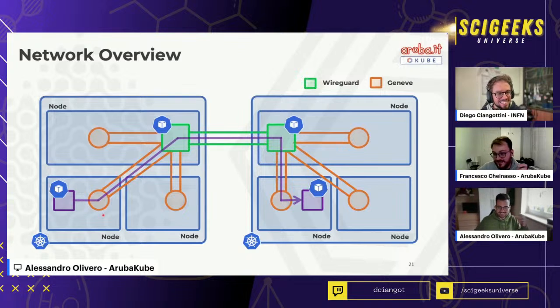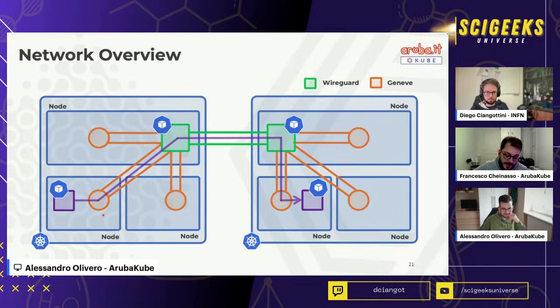The logic is the one described in this image. When you have to communicate between two pods in two different leaves, the logic is a bit more complicated, but basically it follows this idea. If you are interested, we can talk about it later.